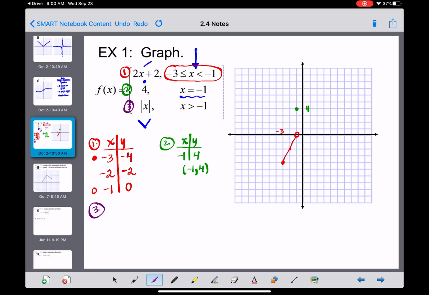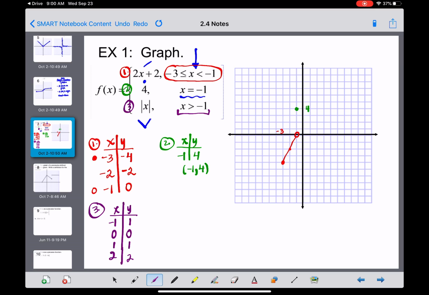And then the last one says the absolute value of x. So it says whenever x is greater than negative 1. Again, even though it says greater than, negative 1 is going to serve as an endpoint. So I want to pick negative 1, and then I want to pick numbers greater than negative 1. So the absolute value of negative 1 is 1, the absolute value of 0 is 0, the absolute value of 1 is 1, the absolute value of 2 is 2. So this is going to look like our parent function. It's just a piece of it. That's why it's called a piecewise function.